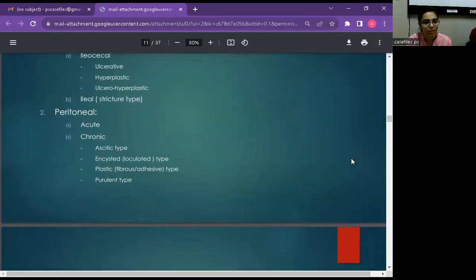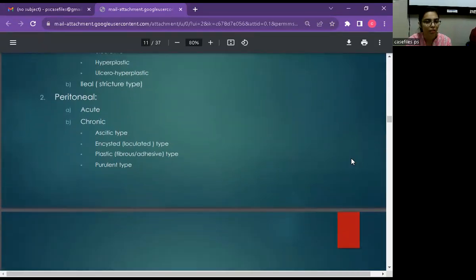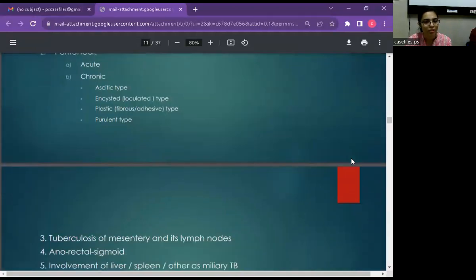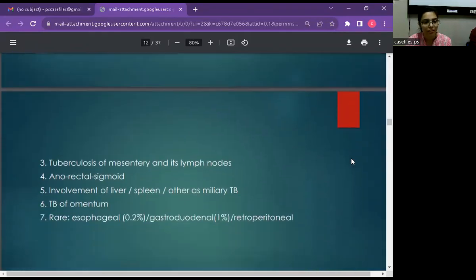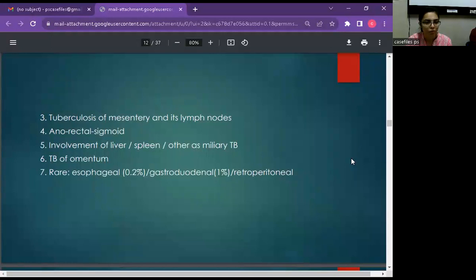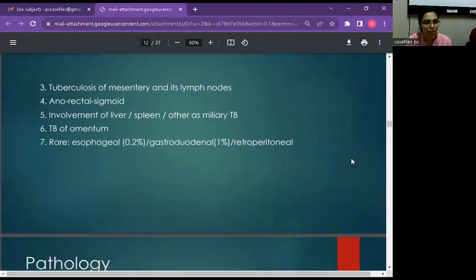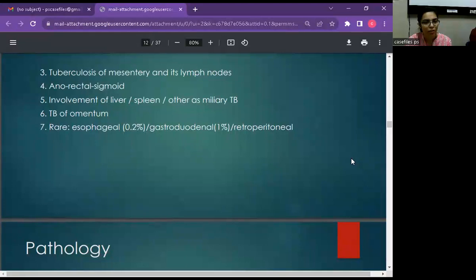Second is peritoneal, which can present as acute or chronic. In chronic, there can be ascitic, encysted, plastic, fibrous adhesive, or purulent type. Then other parts which can be involved in abdominal TB are mesenteric and its lymph nodes, anorectal and sigmoid involvement, involvement of other organs like liver and spleen, which can present as miliary TB, tuberculosis of the omentum, and the rare presentations are esophageal, gastroduodenal, and retroperitoneal.